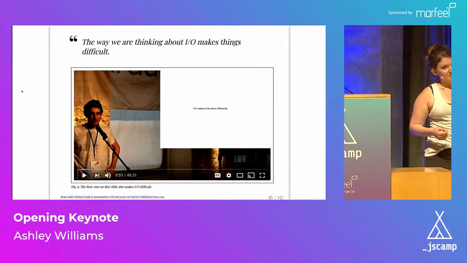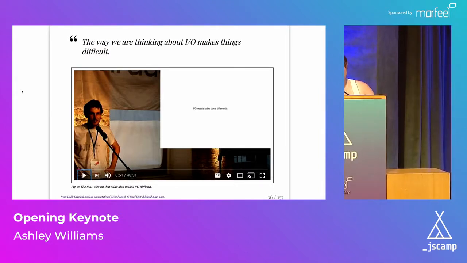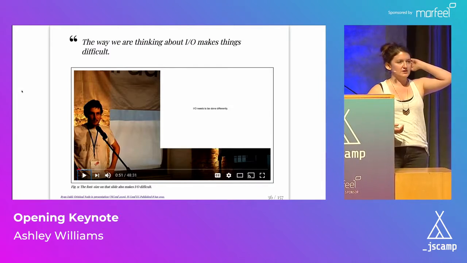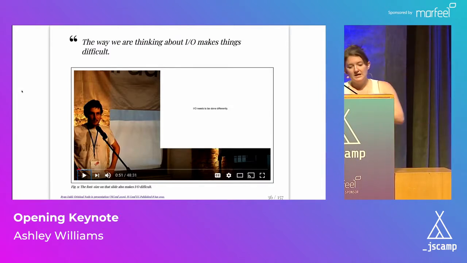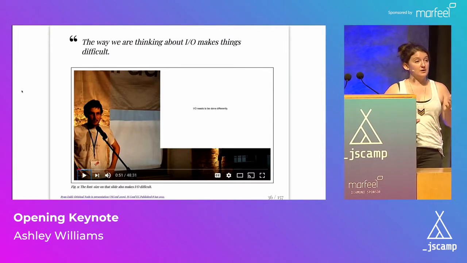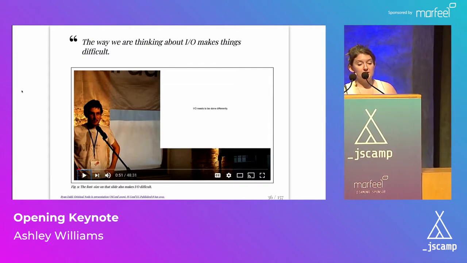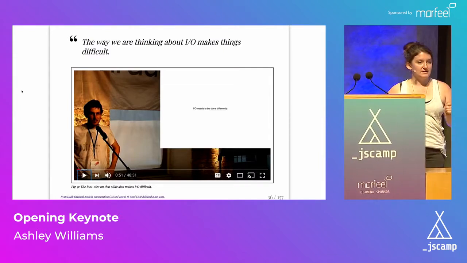How many people recognize this gentleman? All right, this is Ryan Dahl, the creator of Node.js, in his original keynote at JSConf in 2009. And when he was presenting Node, he actually did a great job of talking about the problems he wanted to solve. And so what he said fundamentally was, the way we are thinking about I/O makes things difficult.